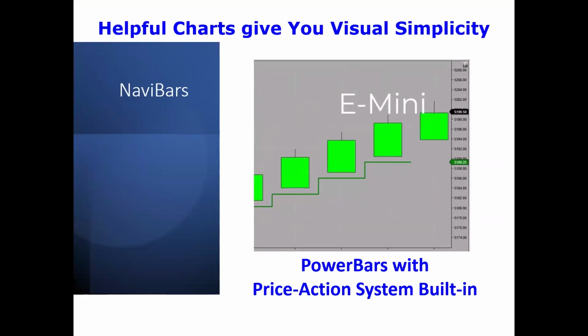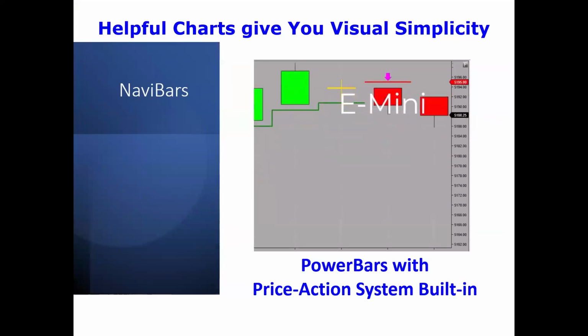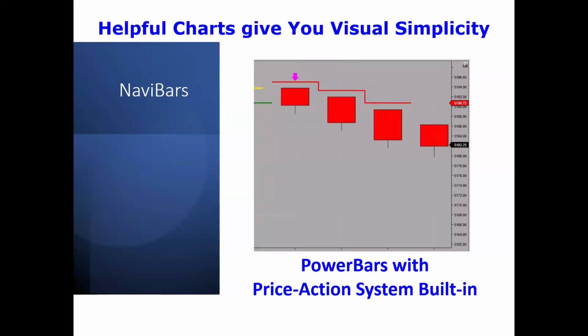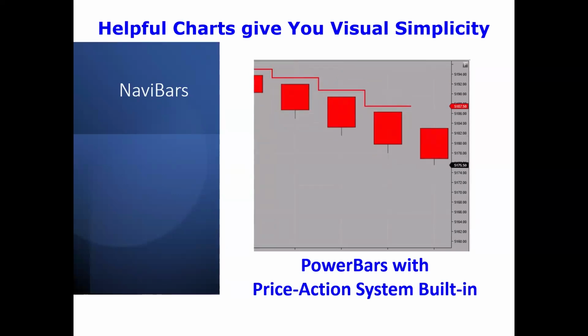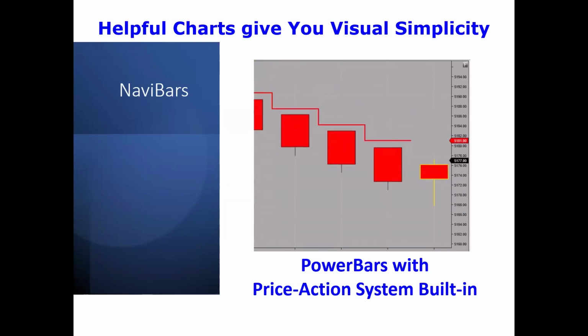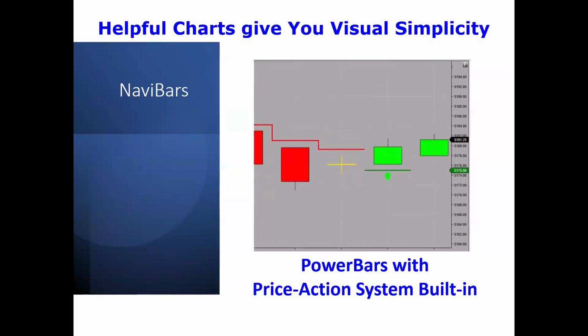When they're green, they're moving up. Okay, so they consolidate. Here we move down. We had a new sell signal. Market's moving lower. You can see the red line above the price bars can be used as a trailing stop. All right, so you can see the price action system is built right into the charts. Here we move back up and got a new buy signal. So that's the Navi bars.